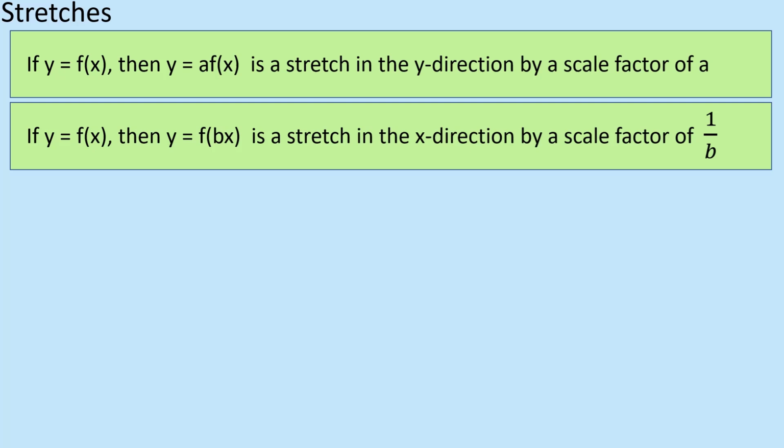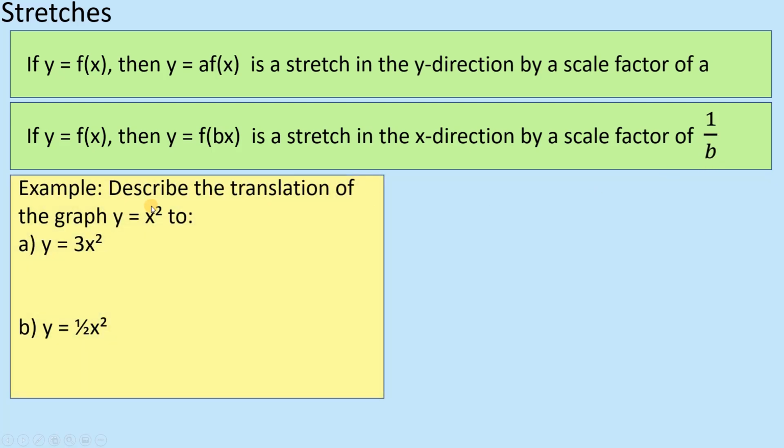All right, so you're hopefully getting a pattern here that if it's to do with the x value and it's inside the bracket, then it's to do with the x direction, and it's kind of the opposite of what you would expect. So it's not going to be stretched in the x direction by a scale factor of 3. It's going to be stretched in the x direction by a scale factor of 1/3, if I did it that way around. So let's have a look at some examples.